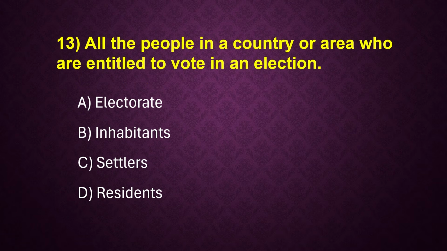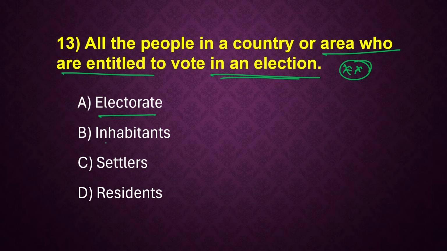Next, all the people in a country or area who are entitled to vote in an election. So now tell me the correct answer. What is the correct option? Is it electorate? Is it inhabitants? Is it settlers? Or is it residents? The correct answer is option A, and that is electorate. The electorate includes all citizens in a particular area who are legally eligible and registered to vote in an election. Understand what I am saying? Good. Next.